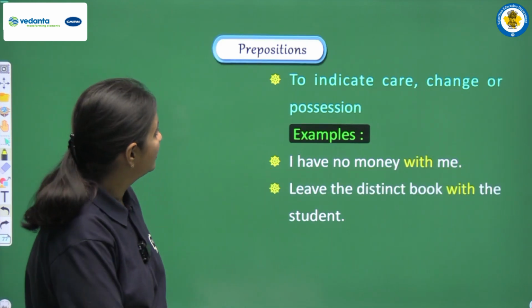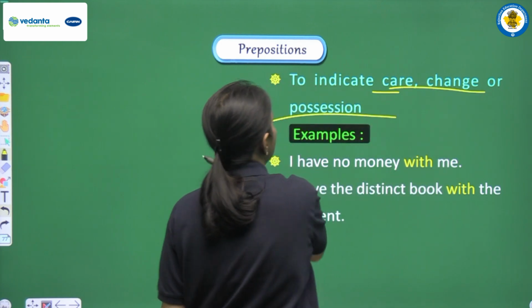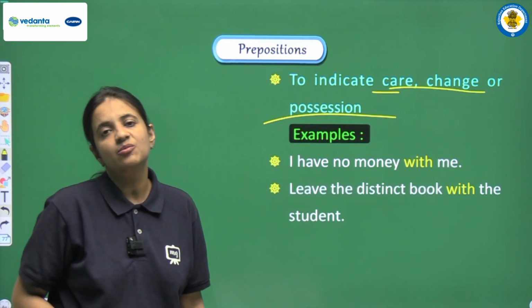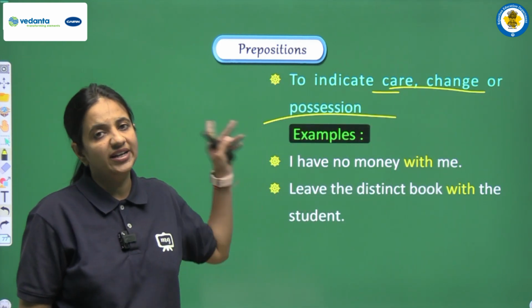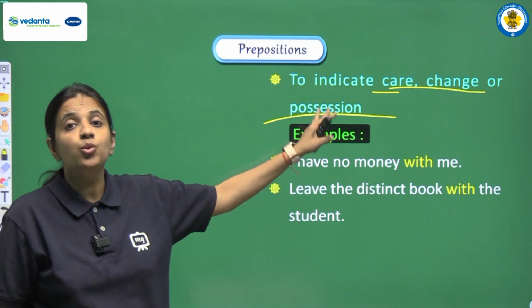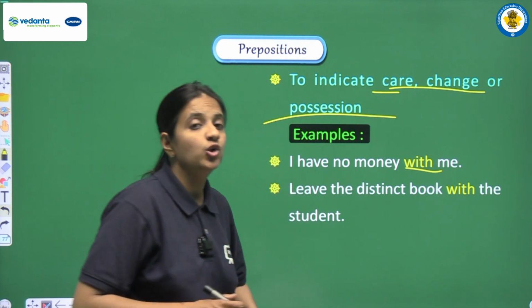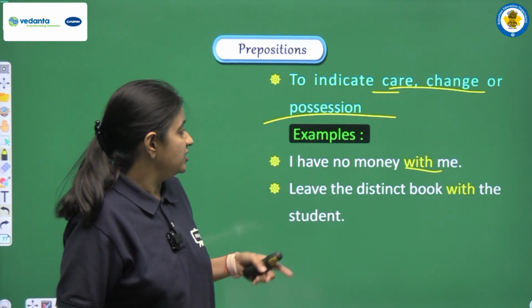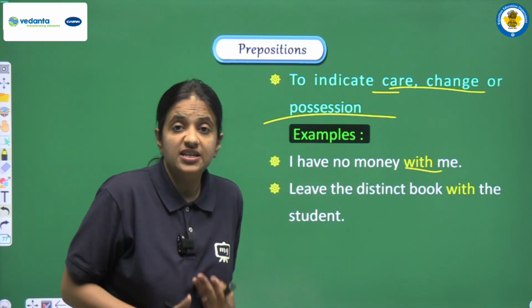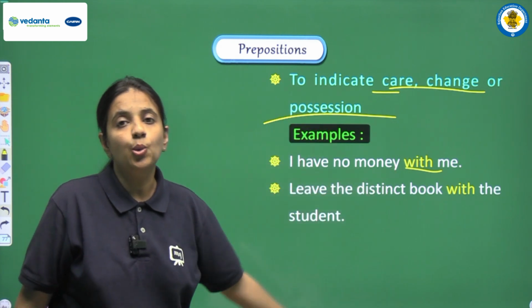All right. Next, to indicate care, change or possession. So these are some of the other uses of with. Let's see the examples. I have no money with me. So here we are trying to show that I was having no money with me, right? So this is the reason that I did not possess anything. We are trying to show the possession, so we are using with.